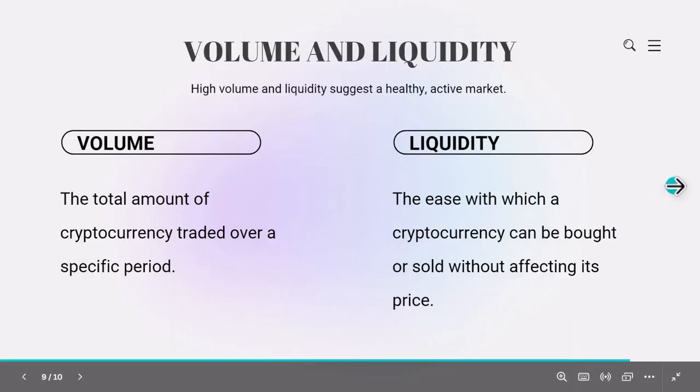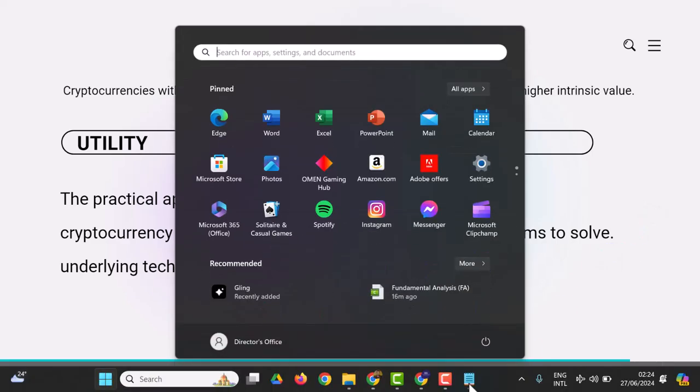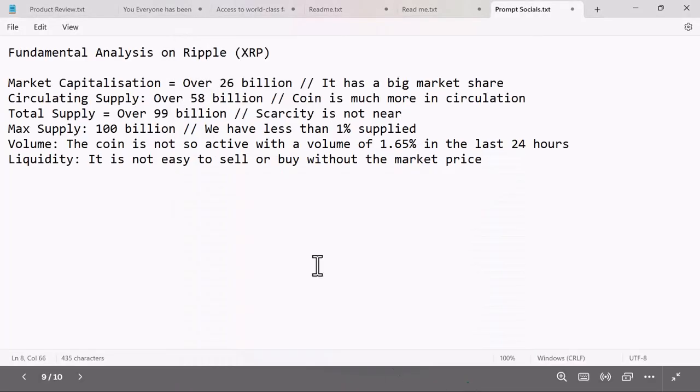Then the next metric we're going to look at is utility and use cases. So what are the use cases of this Ripple? We are going to check that out later. But for now, let's just take note of all these. That will be all for now. This fundamental analysis we are doing on Ripple, we are going to save this. So this is what we did for the fundamental analysis.